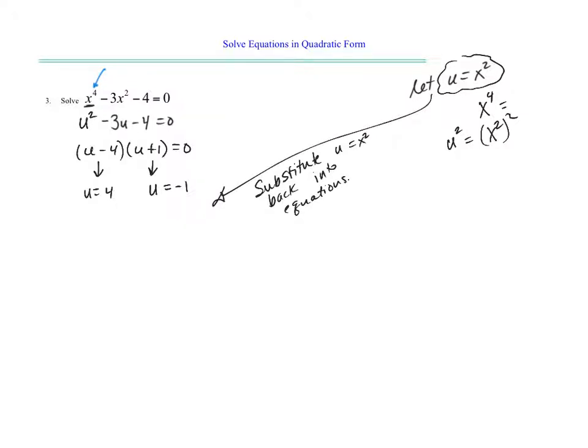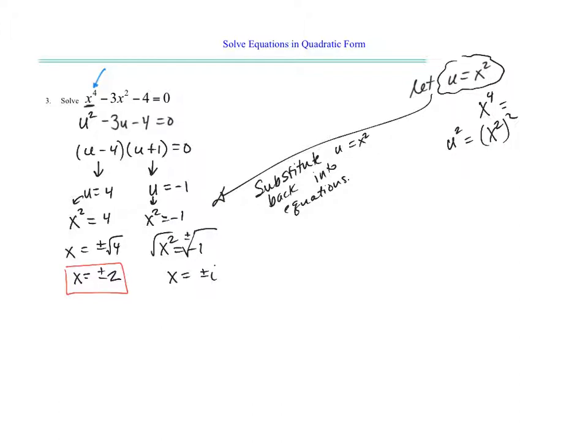All right, so then I'm replacing u with x squared, and that's equal to 4. And then this u I'm going to replace with x squared, and that's equal to negative 1. Okay, and now I can just take the square root of both sides. So I've got x is equal to positive or negative square root of 4, so x equals positive or negative 2. Great. And then on this one, taking the square root of both sides, I would take positive and negative square root, so I would get x equals positive or negative i. And there's my solution. Done and done.